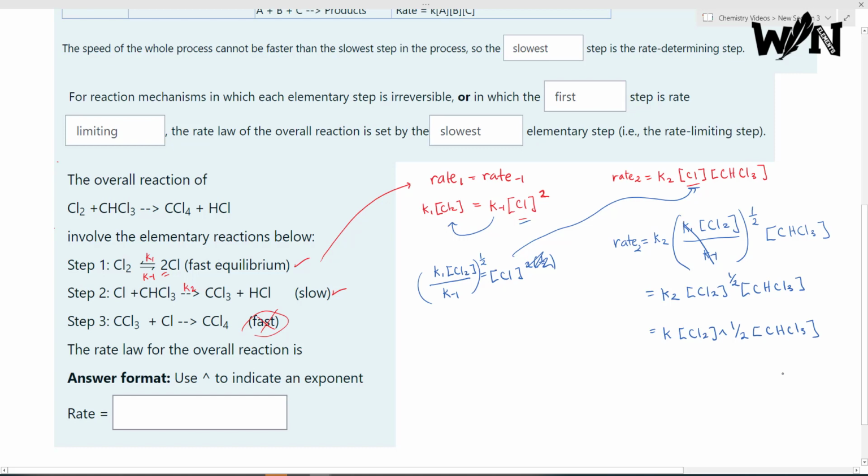Save everything last to simplify. Don't try to simplify over here. Bring it over here and simplify it, okay?